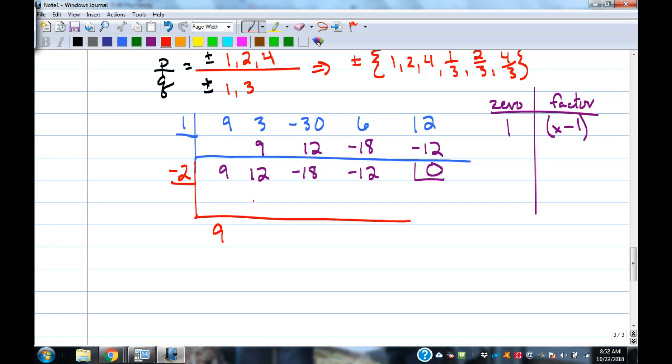So that's 9, -18, that's just -6, that's 12, that's -6, and that is 12, and there's a remainder of 0. So I have -2, which has a factor of x plus 2. We know that this is 9x squared minus 6x minus 6.